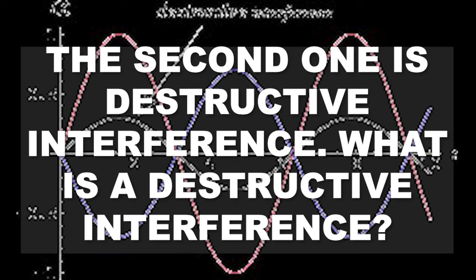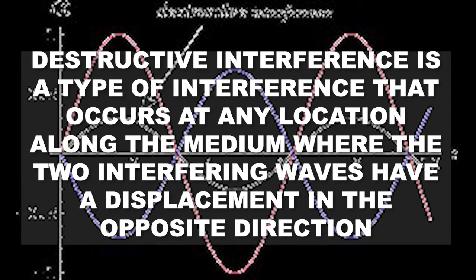The second one is destructive interference. What is destructive interference? Destructive interference is a type of interference that occurs at any location along the medium where the two interfering waves have a displacement in the opposite direction.